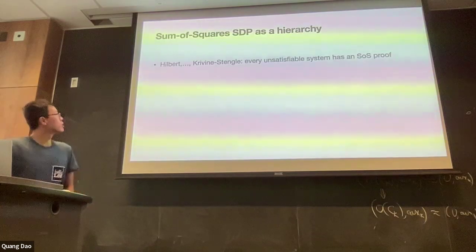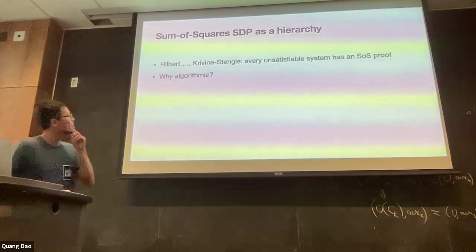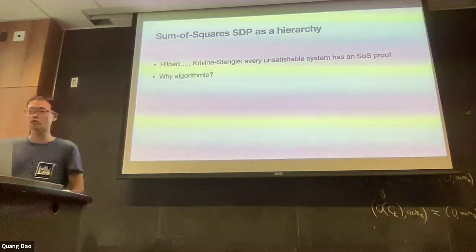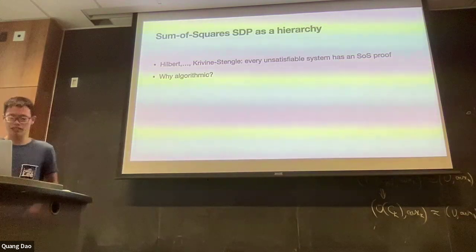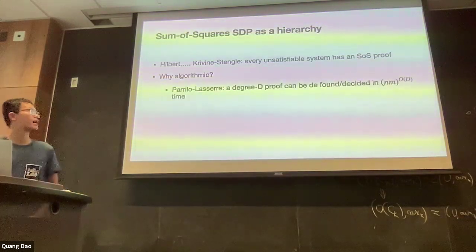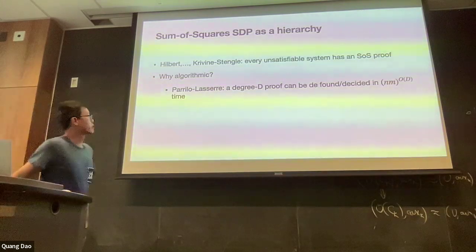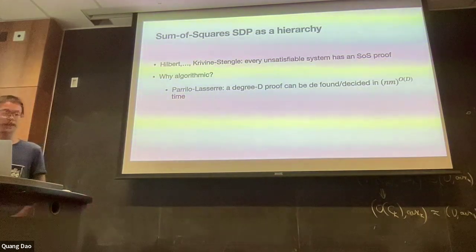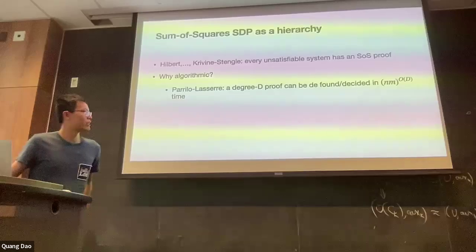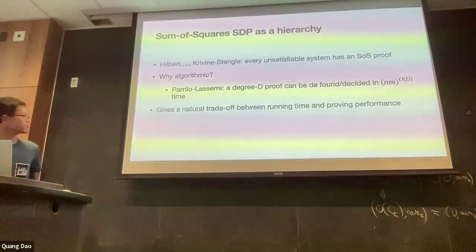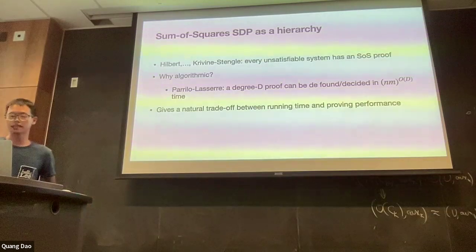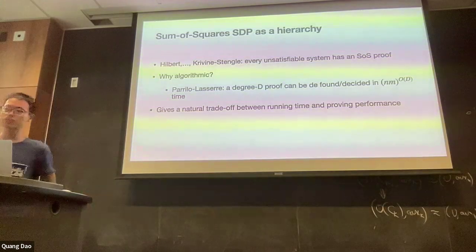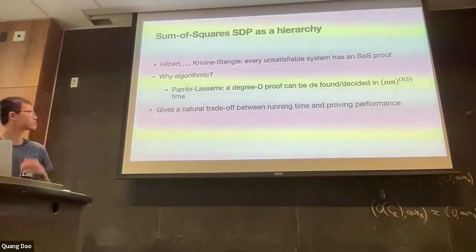And here's what we know, in the early age, we already know that every satisfiable system has an SOS proof. But what matters to us is really that such a proof can be found algorithmically. Due to the work of Parrilo and Lasserre, we know that a degree d sum of squares proof can be found and decided in poly n to the order d time. So this gives us a natural trade-off between running time and the proving power of the relaxation.